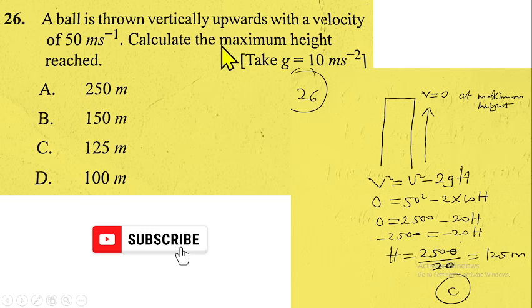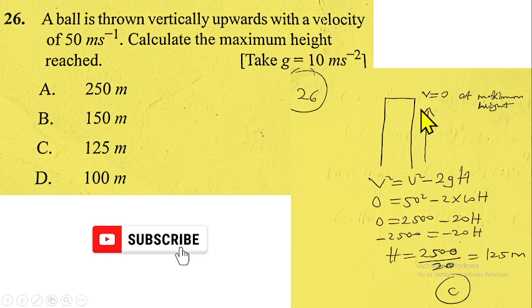Question number 26 is on motion against gravity now. A ball is thrown vertically upward with a velocity 50 meter per second. Calculate the maximum height reached. Take g to be 10 meter per second squared. Like I said, this is the motion against gravity. When I throw a ball upward, then something will happen to the ball. When the ball reaches the maximum height, final velocity will be what? 0. V will be 0. Then you have to calculate the maximum height reached.